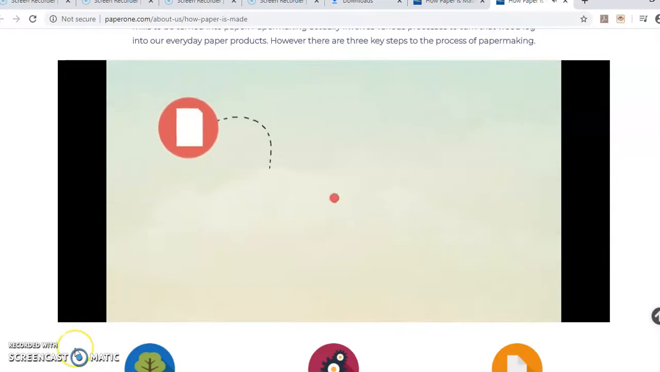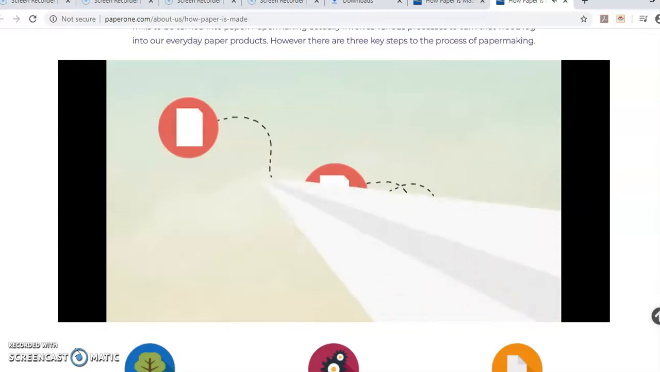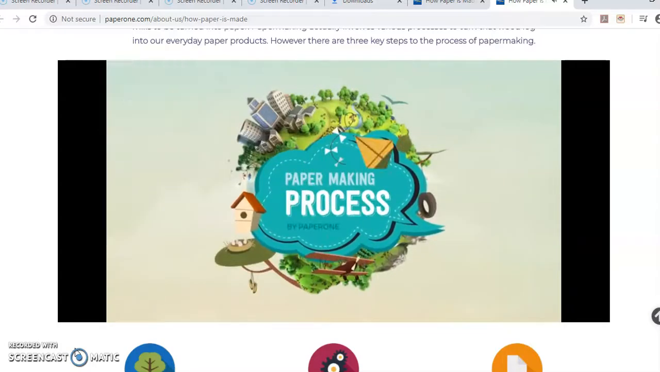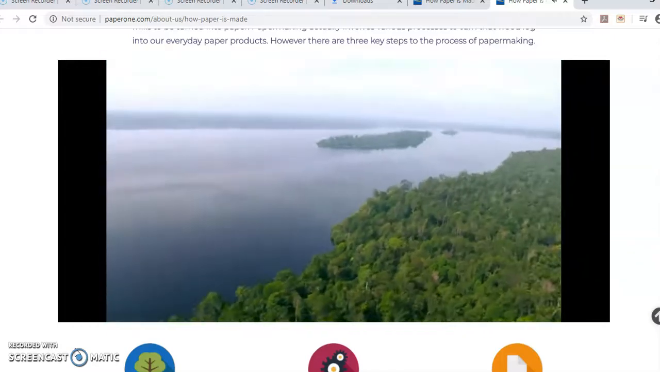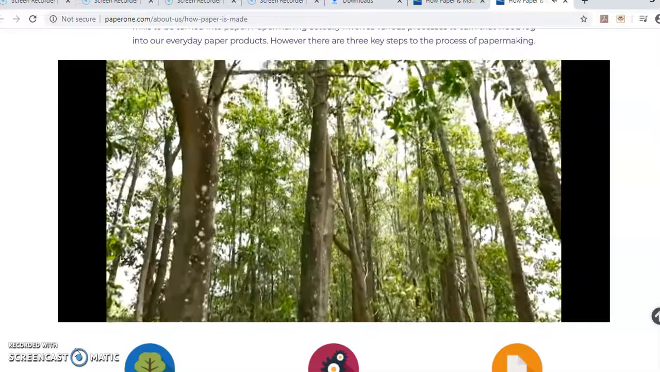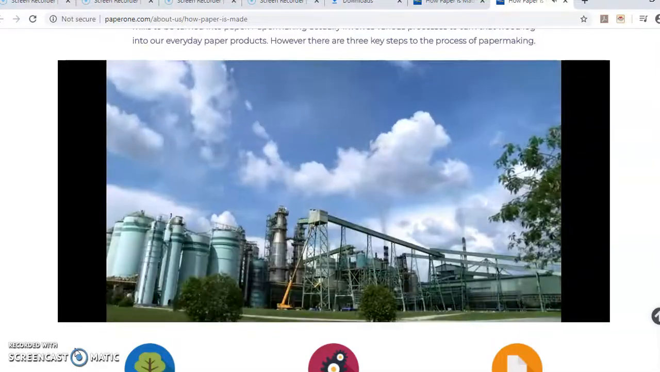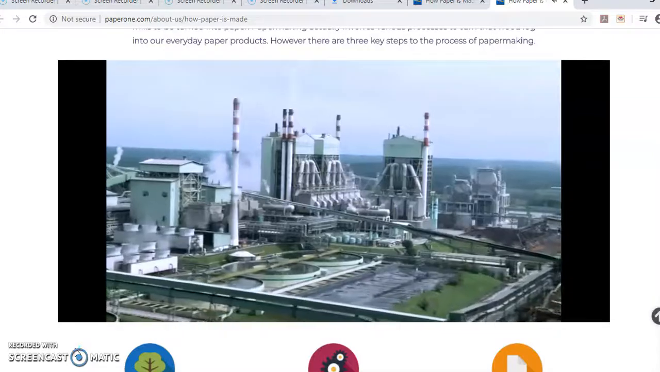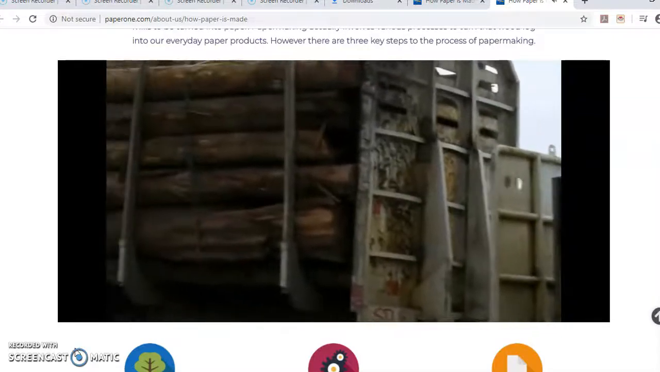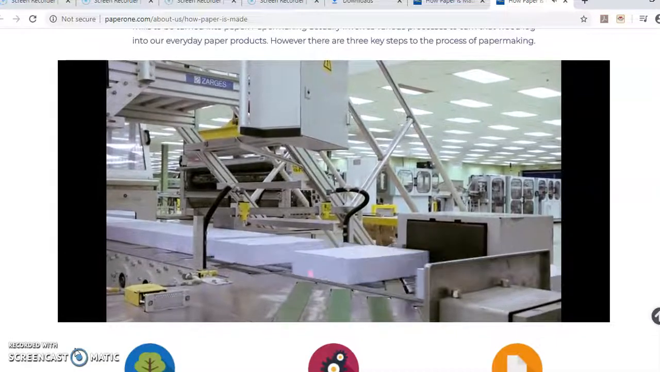Paper is an important part of our everyday lives. We use it for communicating, connecting, and having fun with each other. But how is paper actually made? How do we turn wood into sheets of paper for our use? We plant over 150 million trees in our plantations every year before they're transported to our mills to be turned into paper. Paper making actually involves various processes to turn that wood log into our everyday paper products. However, there are 3 key steps to the process of paper making.